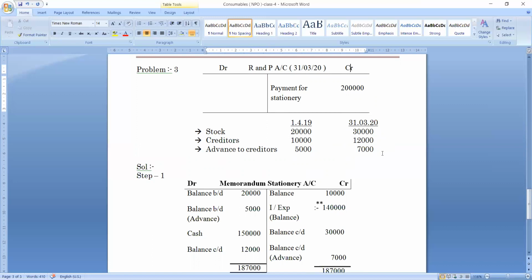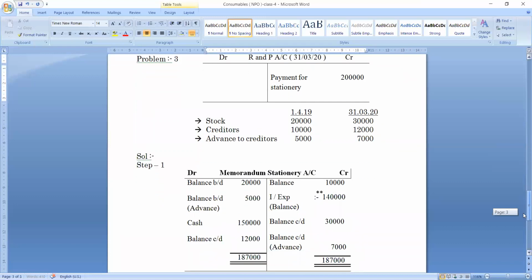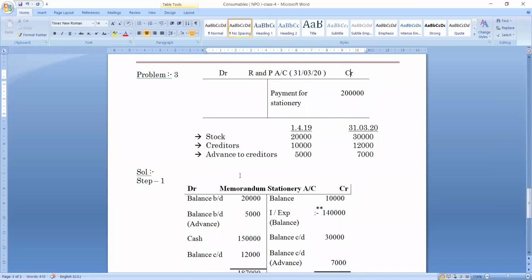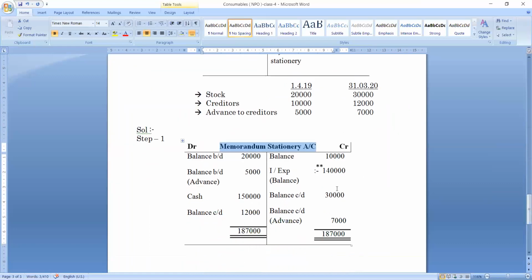So how do you calculate this? There are 3 types of adjustment, sir. Very tough, I think. No, this is not very tough. It is a very easy question, because you have to open the memorandum stationery account. First of all, you have to write that stock.